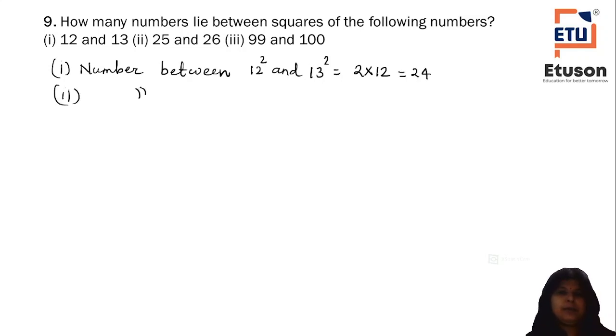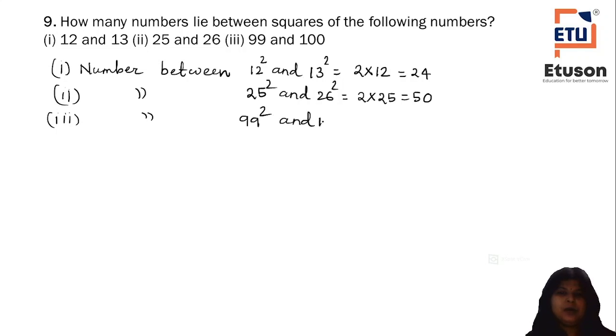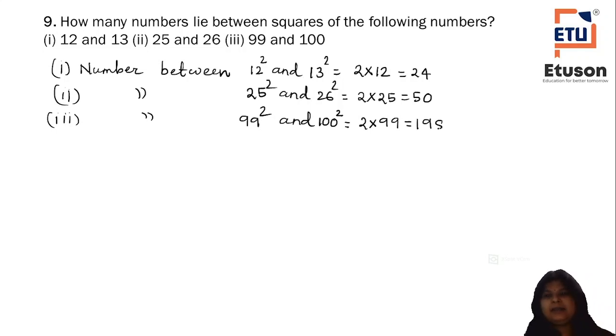So similarly the numbers between 25 square and 26 square will be, n is here 25, n plus 1 is 26. So you will have 2n, 2 into 25, that is 50. Okay, then numbers in between 99 square and 100 square. So you have n here as 99 and n plus 1 as 100. So 2 into 99, that is how much? 198. Correct? So simple, right? So you have to just understand the interesting pattern. Hope you have understood this problem, children.